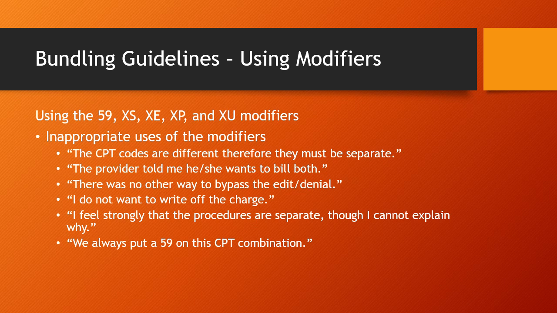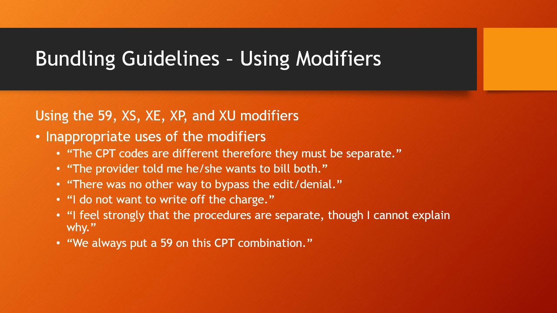There's no other way to bypass the edit. So this is one that's going to get you into big trouble, right? I don't want to say, well, I just need to get the claim to go through, so 59 is my magic modifier. It's a magic modifier that gets you into trouble on an audit, so I don't want to just put it on there just to get my claim to go through. I do not want to write off the charge. This is one I hear a lot when people are working denials.